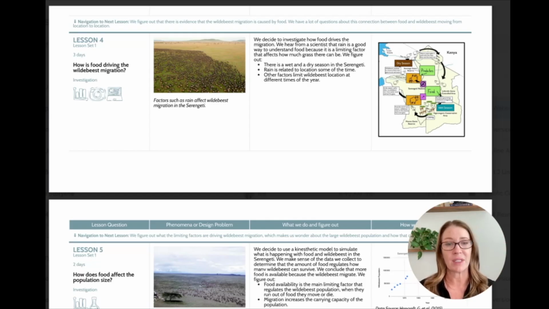So we find out that the Serengeti has a wet and a dry season. But what we realize is that it doesn't exactly match the patterns of rain. The wildebeest go in a certain pattern, even though there may not be a lot of food there at certain times, or the rain doesn't totally match. There's not a direct relationship between the rain, and we really understand that food is a limiting factor. And so we are going to begin to really develop the idea that there are certain things in the environment that are going to limit the amount of animals that can be there.